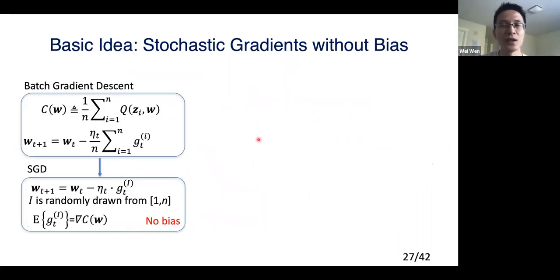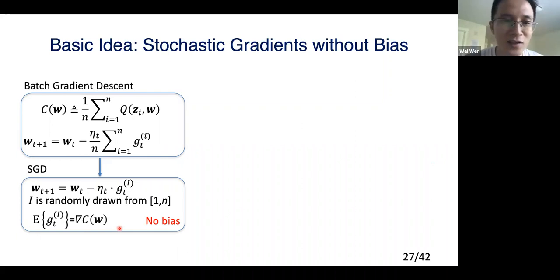The basic idea is stochastic gradient descent without bias. SGD works pretty well because it's an unbiased gradient descent. In batch gradient descent, the parameter is updated by the averaged gradients from all the training samples, where N is the training dataset size. It's pretty large. So in SGD, instead of using the batch gradient, we use a sample gradient. SGD works pretty well for deep learning because it's unbiased. That means the expectation of the gradient is still the original batch gradient.